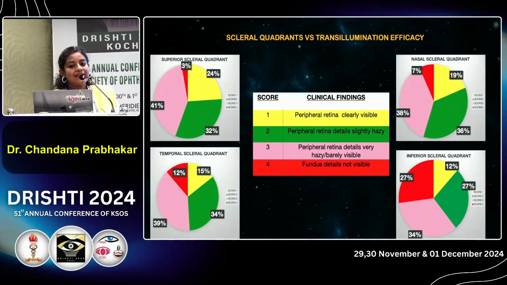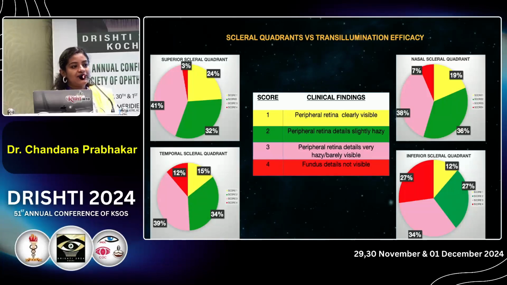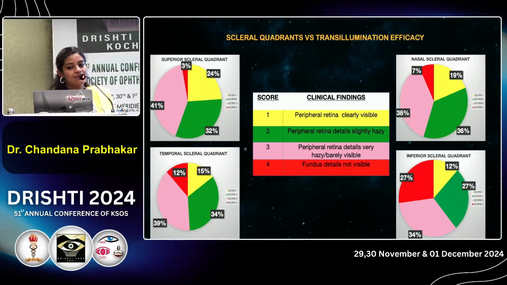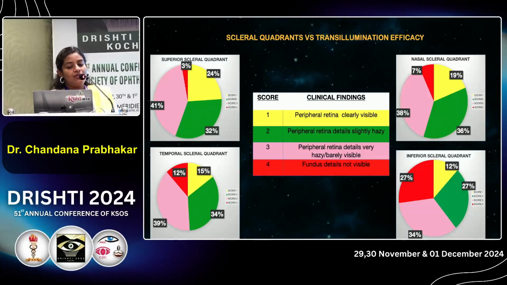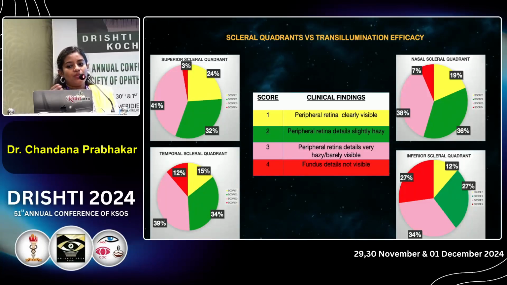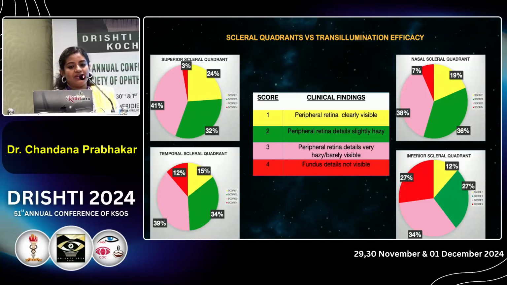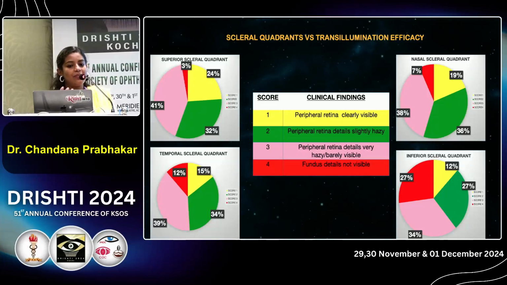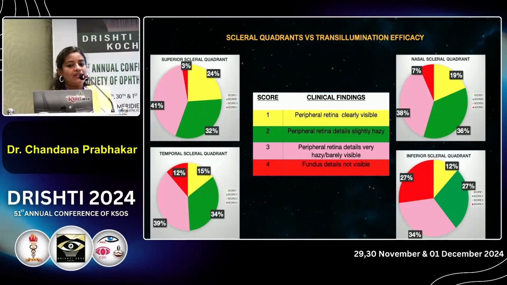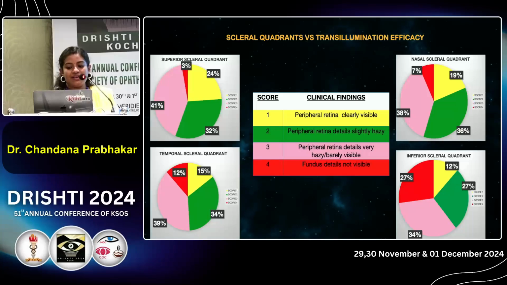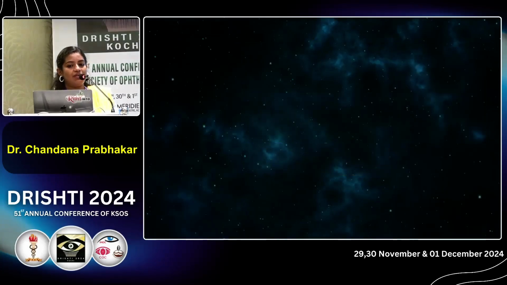So comparing the scleral quadrants also, it was seen that in the superior scleral quadrant, the transillumination efficacy was better. Score 1 and 2 was more seen in that quadrant, and the most difficult was with the inferior scleral quadrant. The temporal and the nasal have comparable data, and among that also the nasal has more effective transillumination compared to the temporal scleral quadrant.